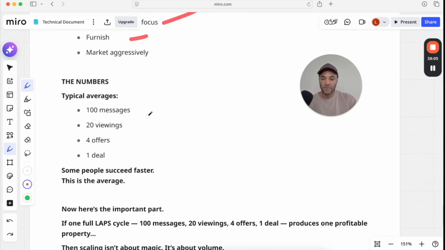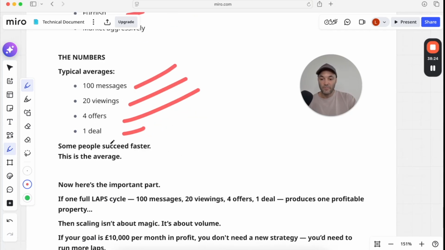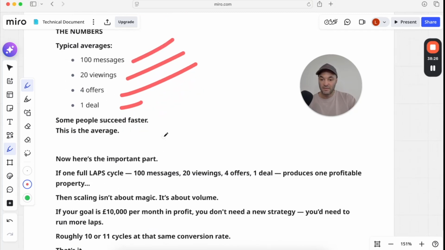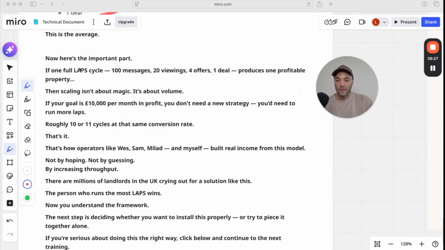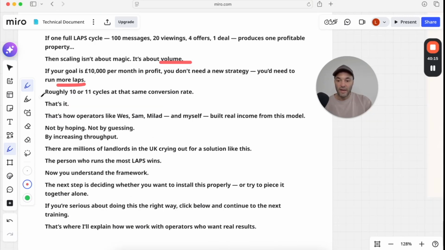Now the typical numbers that we see with our clients are 100 messages normally gets you 20 viewings, and from those 20 viewings you need to make 4 offers, and from 4 offers you get 1 deal. Some people succeed faster, but this is the average. Now here's the important part. If one full lap cycle produces 1 profitable property, then scaling isn't about magic, it's about volume. If your goal is £10,000 a month in profit, you don't need a new strategy, you need to run more laps. Now on average, my rent to rent deals make around £900 per month in profit.